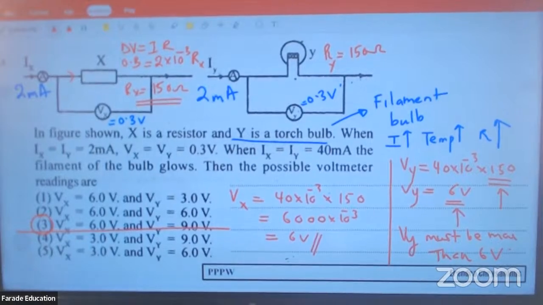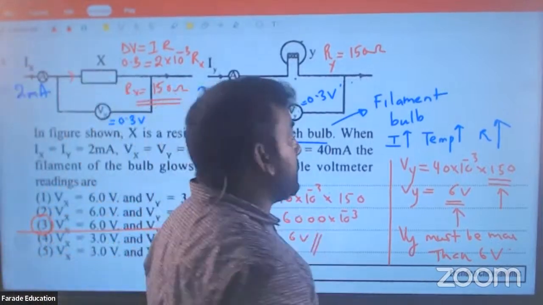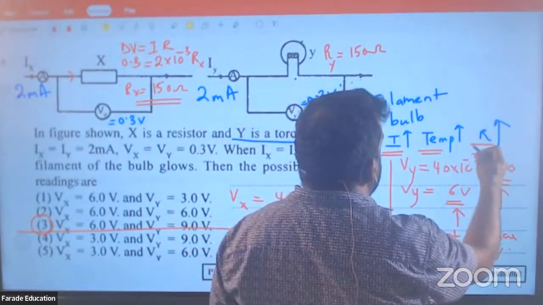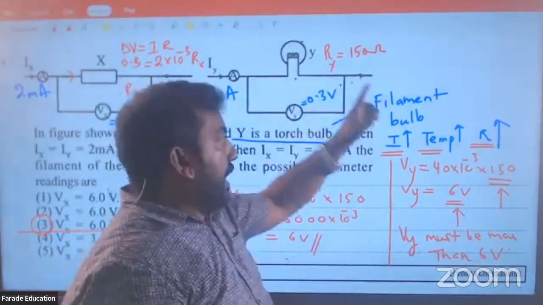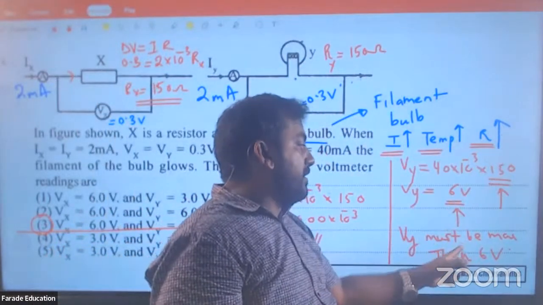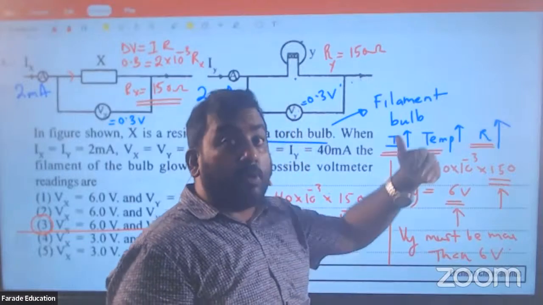Okay. So what's the main idea behind this? In a filament bulb, when the current increases, temperature increases, resistance increases. I will put 150 and solve, but when the resistance increases, voltage also will increase. So it's not 6 volt, it's more than 6 volt.